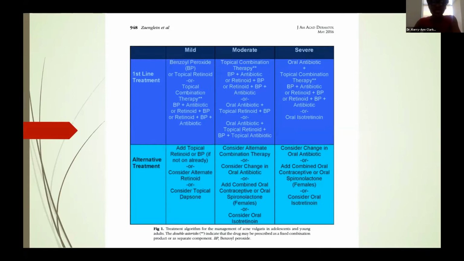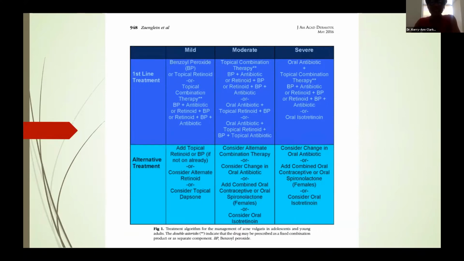So what are our treatments? You have first line treatment, and it's divided into mild, moderate, and severe acne. The mild is mostly comedonal, with less than 20 comedones or so. Moderate, more comedones, more inflammatory lesions. And your severe would be more like a nodular cystic acne.